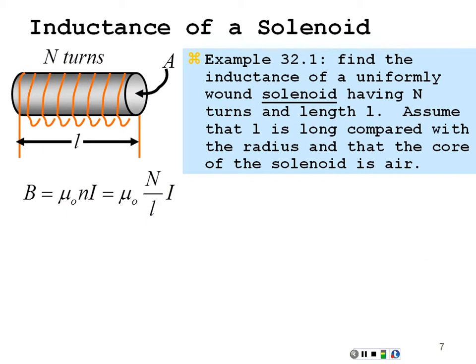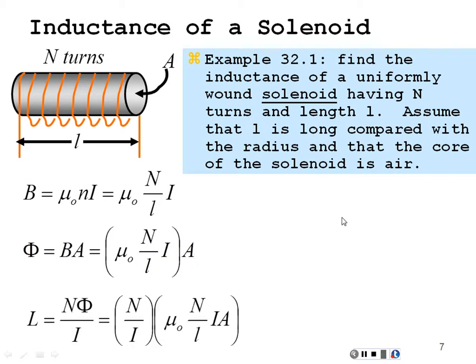So the magnetic field through the center of the solenoid is, from chapter 30, mu naught little n I, which is mu naught, number of turns per length, times I. Hence the flux through the solenoid would be the field times the area, cosine 0: mu naught, number of turns per length, times I times A.